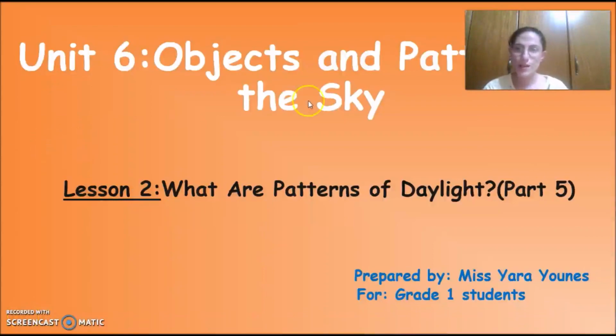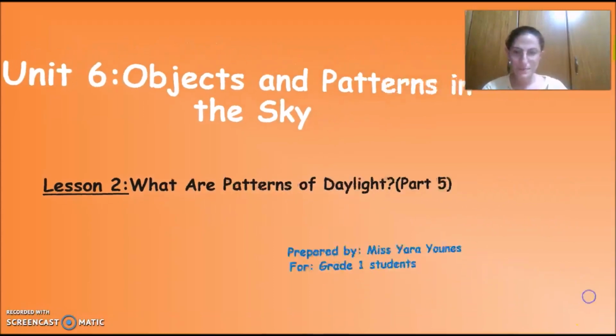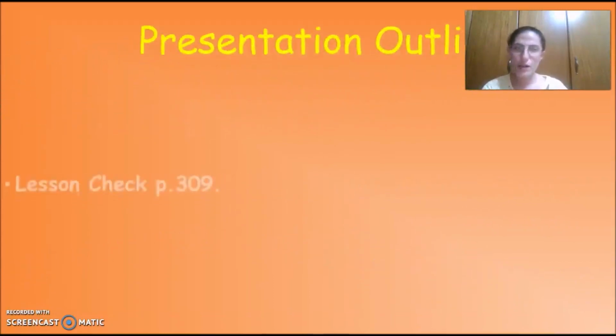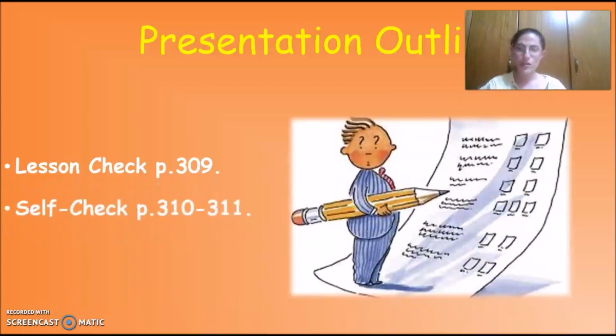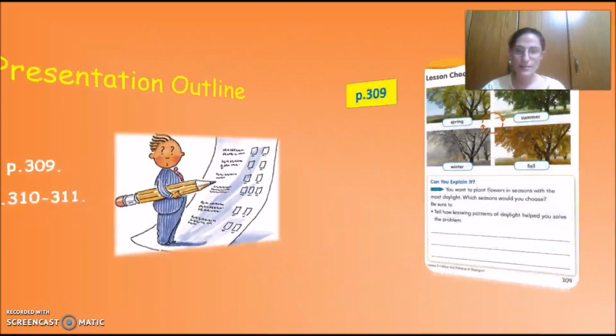We are still on Unit 6, Objects and Patterns in the Sky. Lesson 2, What are Patterns of Daylight? Part 5. Are you guys ready? Let's start. For today, we're going to cover the following points. Lesson check page 309, self-check page 310, 311.